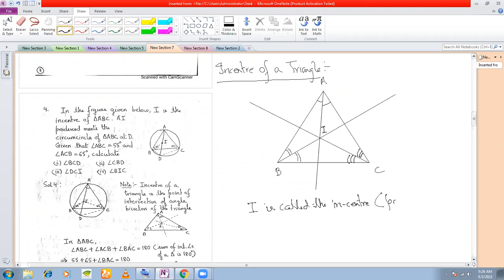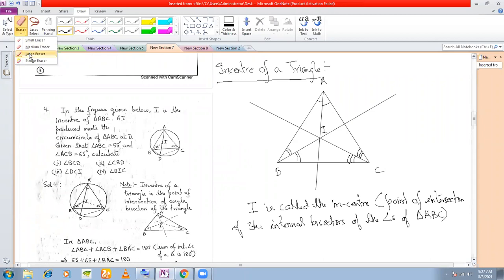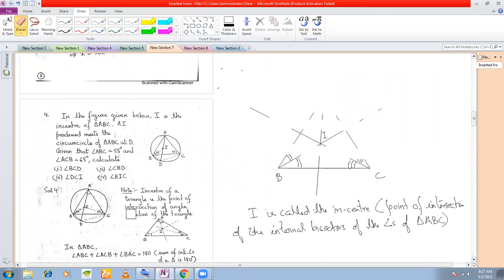Which is the point of intersection of the internal bisectors of the angles of triangle ABC. Please remember this, that in-center is the point of intersection of the internal bisectors of the angles of a triangle. Okay, so once this definition is okay with you, we'll move on to this problem.